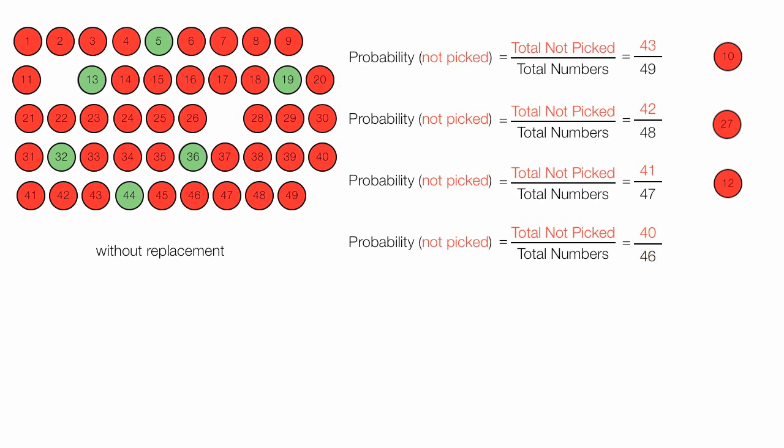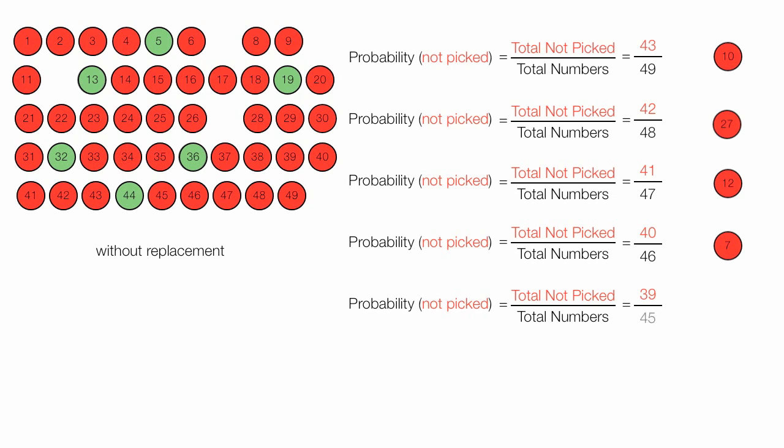Now, I'll pick a number out of there. The good old number 7. What's the probability of the next ball being not green, total not picked, or red ball? It's going to be the total left of the red out of the total, which is 39 out of 45. And I'll pick a ball. There we go, number 30.